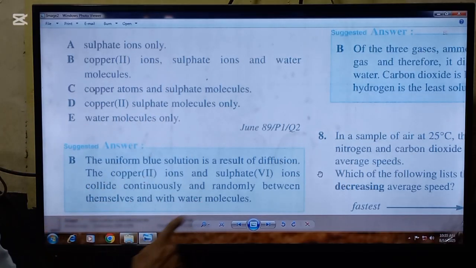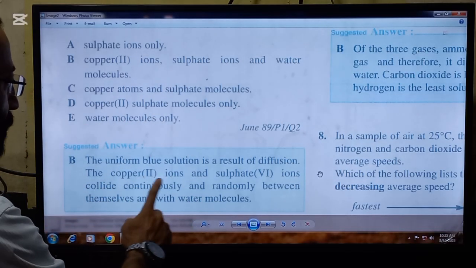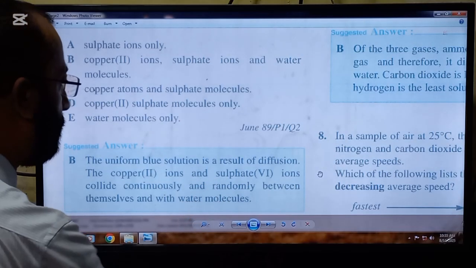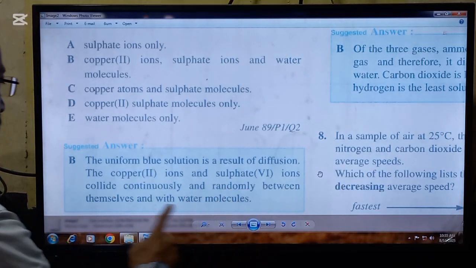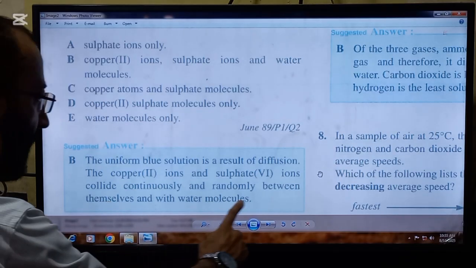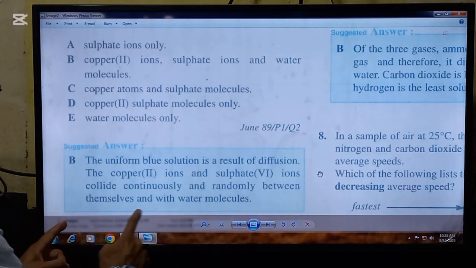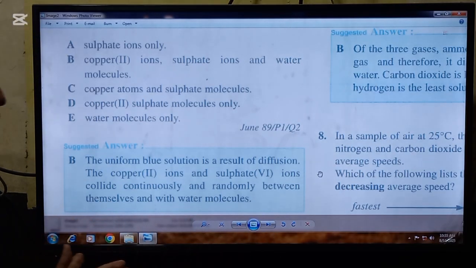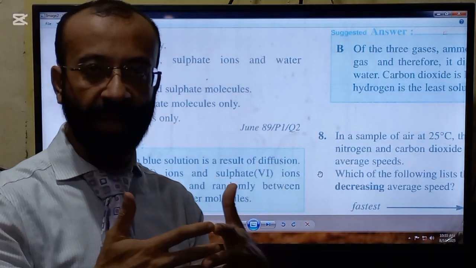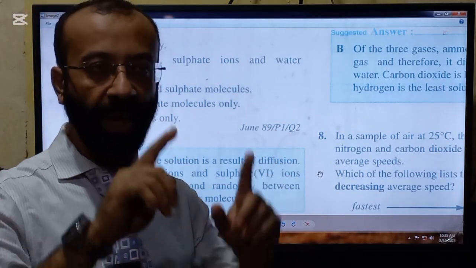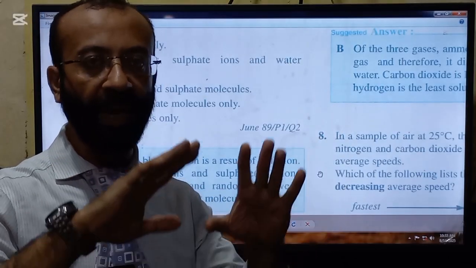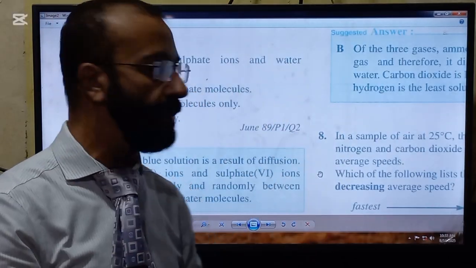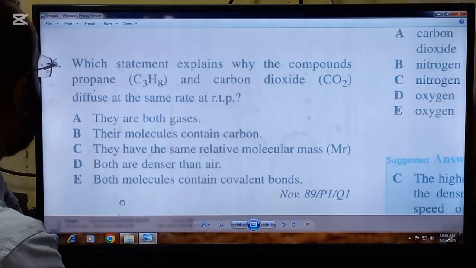So look now, here is the explanation. The uniform blue solution is a result of diffusion. The copper ions and the sulfate ions collide continuously and randomly between themselves and with the water molecules. Because of this, diffusion will occur, and after several days, a blue color will be throughout the jar. Here is another question.